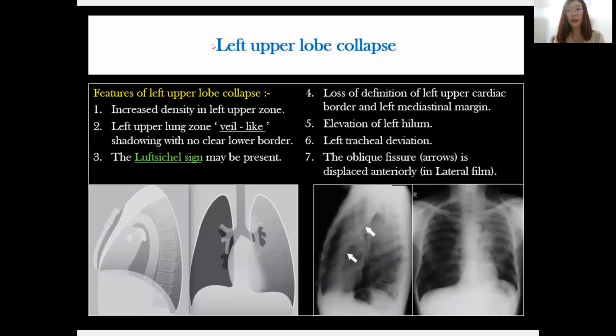Next, we're going to left upper lobe collapse. This is a special case because it's different from other collapses. You will see opacity, but this one you will see wheel-like opacity. Some of us might miss these findings if we are not looking closely. So when we look at an X-ray, we need to sit back a bit and look at the chest wall and the lung field, both sides, and compare the density.